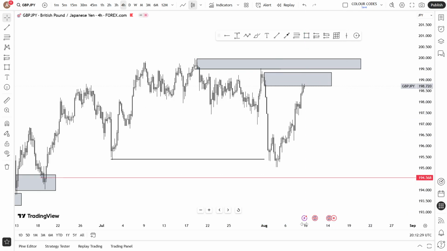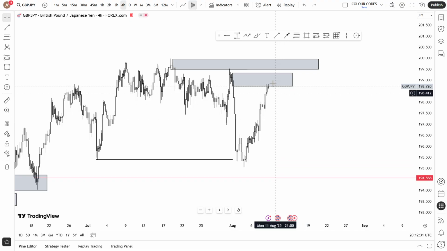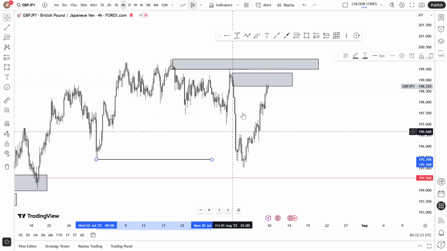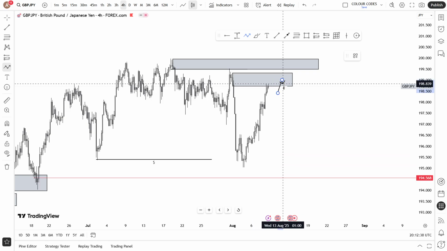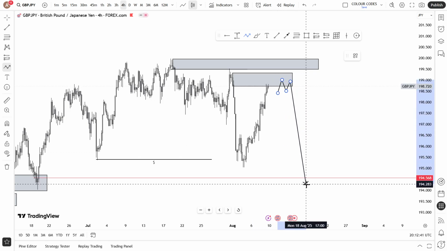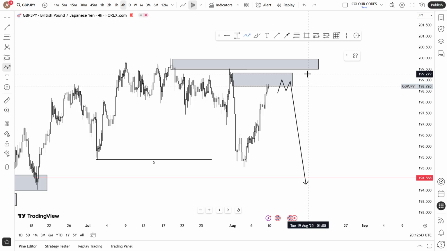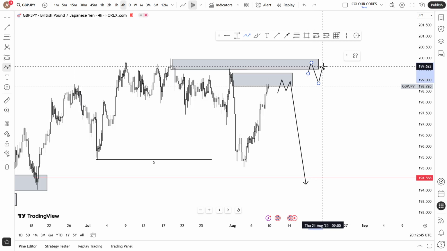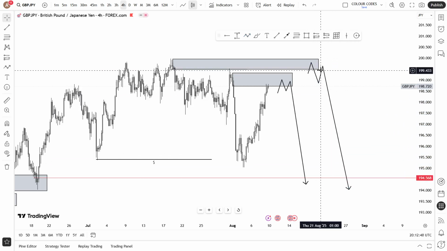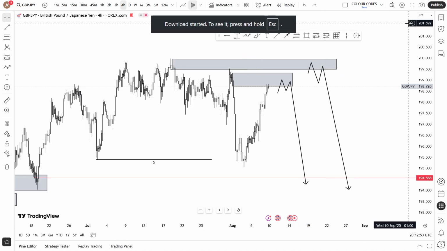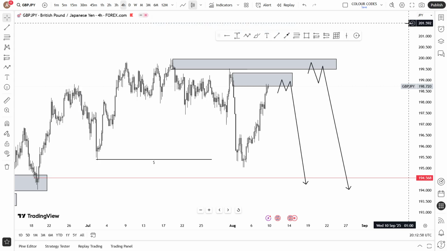So for what we know on GJ, for me I am bearish until proven otherwise. So it's either we are getting a sell from this particular zone or we are getting the sell from this particular zone. Until proven otherwise. I'm 60% bearish and 40% bullish. Or even 80% bearish, 20% bullish.